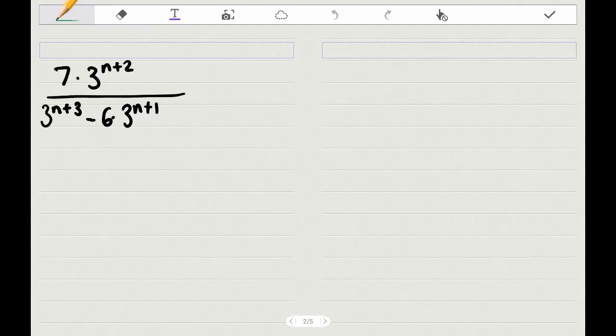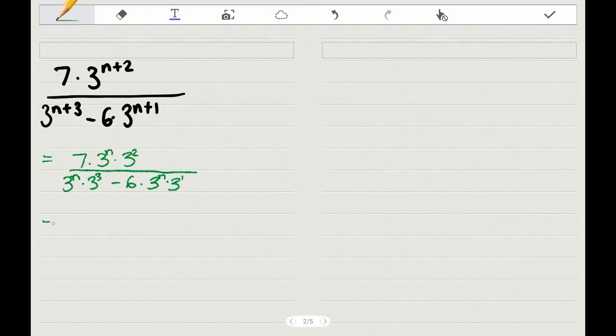So again, we have subtraction in the denominator. So the trick to dealing with that is factorizing. Remember, you can never, ever cancel over addition and subtraction. So we always have to factorize. So I'm going to start with the same step by breaking it up. So that's 7 times 3 to the power of n times 3 squared over, and I'm going to break up the denominator. That's 3 to the power of n times 3 to the power of 3 minus 6 times 3 to the power of n times 3 to the power of 1.